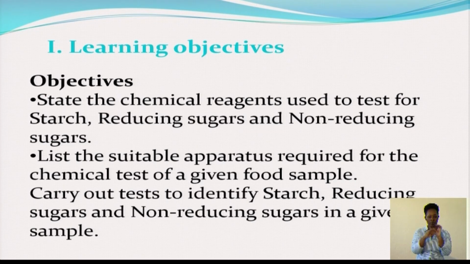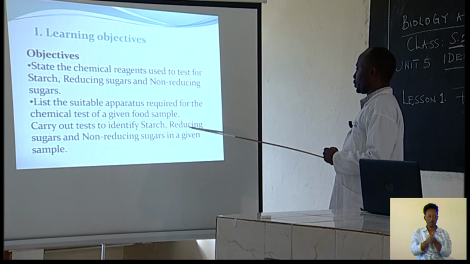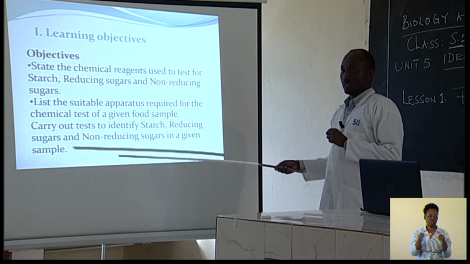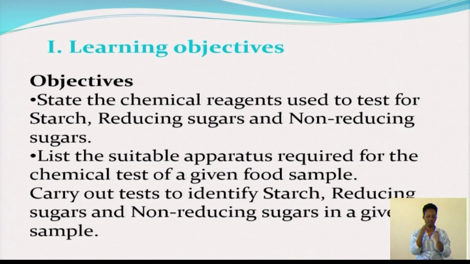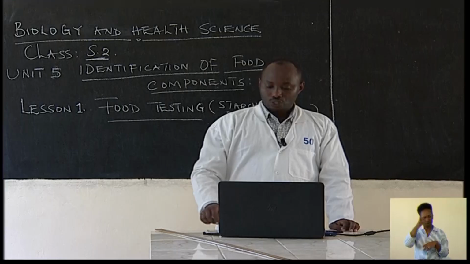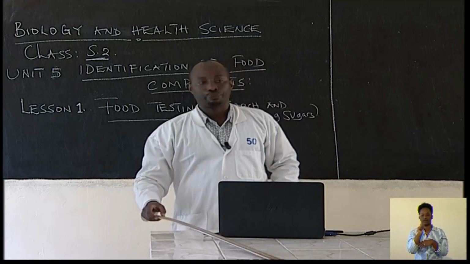You also have to carry out a test for identifying starch, reducing sugars, and non-reducing sugars. But today we are going to do two practical lessons. One is testing starch, another one is testing the reducing sugars. Students, I hope you do remember what are the major components of starch and what are the major components of reducing sugars. Let's go through the introduction.